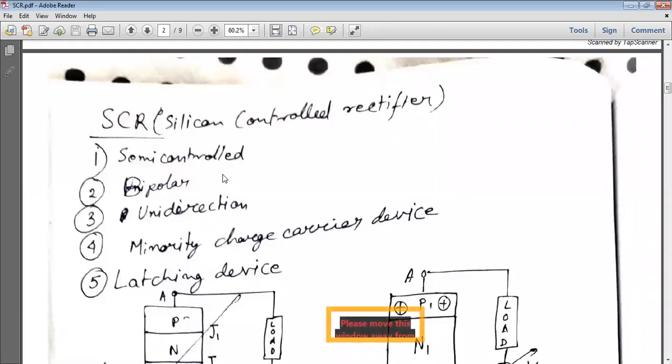So, SCR or silicon controlled rectifier is a semi-controlled bipolar unidirectional minority charge carrier device, and it is a latching device. So, five types of characteristics are there which describe SCR. One by one we will discuss why it is semi-controlled, why it is a bipolar unidirectional minority charge carrier device, and why it is a latching device.